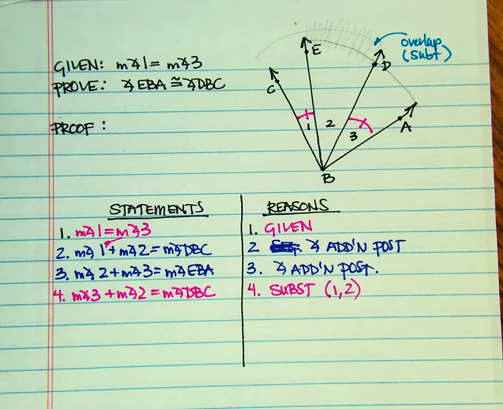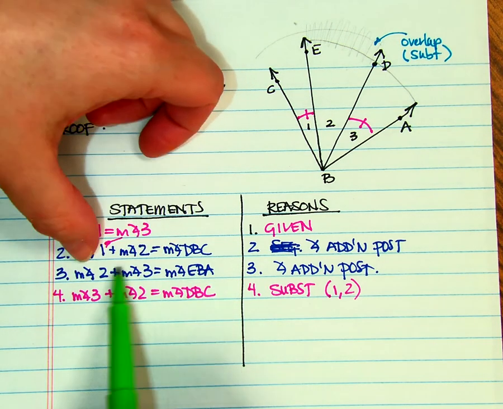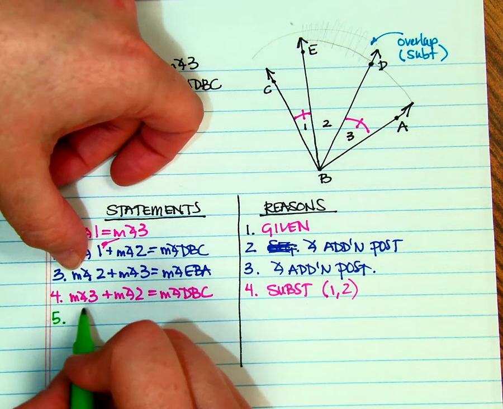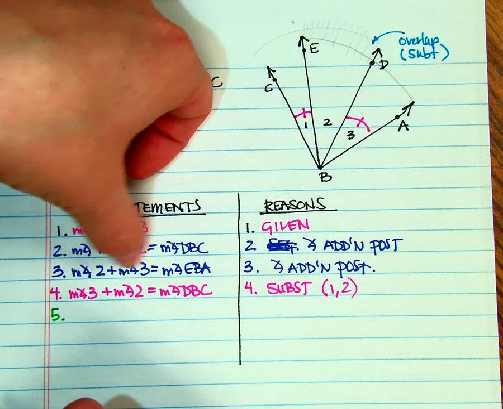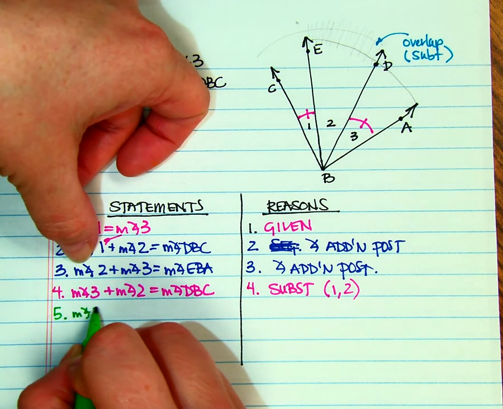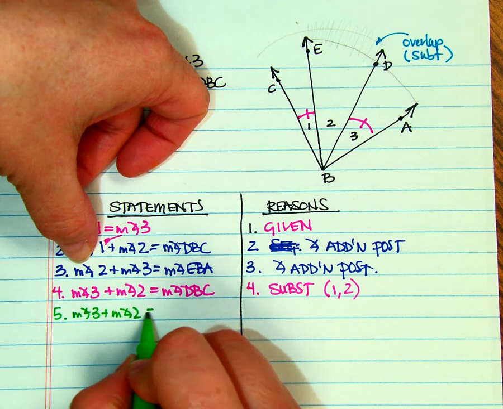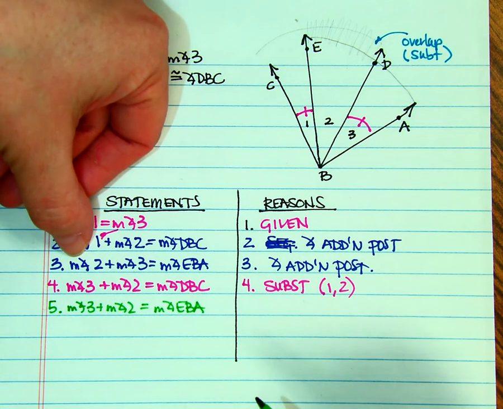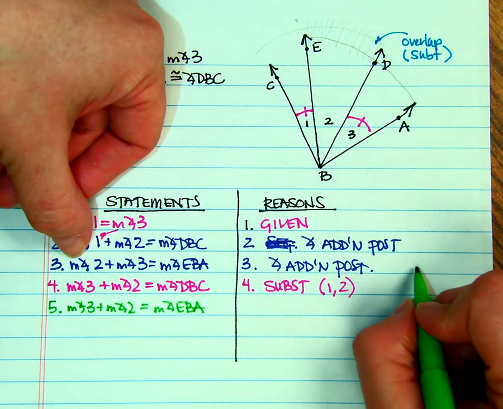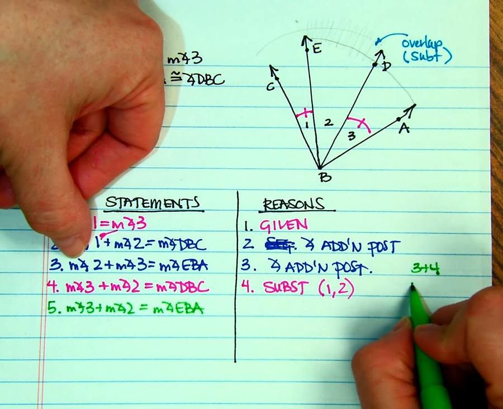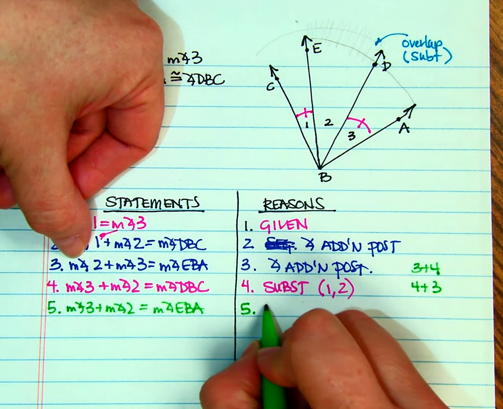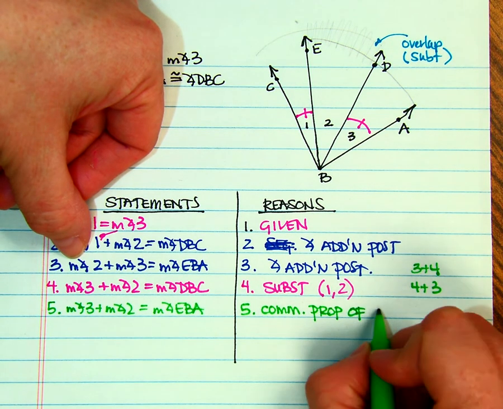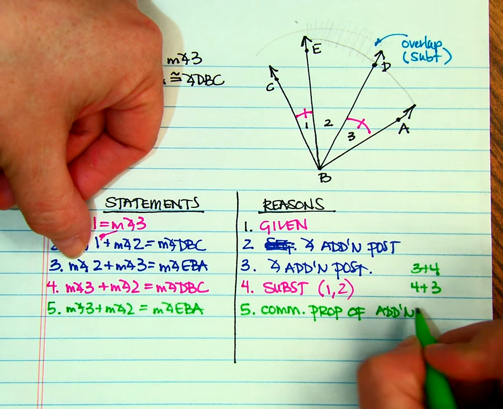Okay, let's see what this gives me. Okay, so I'm kind of seeing something here. Something's going on here. I'm going to use a property that isn't used very often, and that is just simply switching places of these two. So the measure of angle 3 plus the measure of angle 2 still equals the measure of angle EBA. Now this is a property that you use a lot probably in elementary. All this is saying is that if you have 3 plus 4, that is the same thing as 4 plus 3. So this is actually using the commutative property of addition. So it's just changing the order of the numbers. Okay, commutative property of addition.